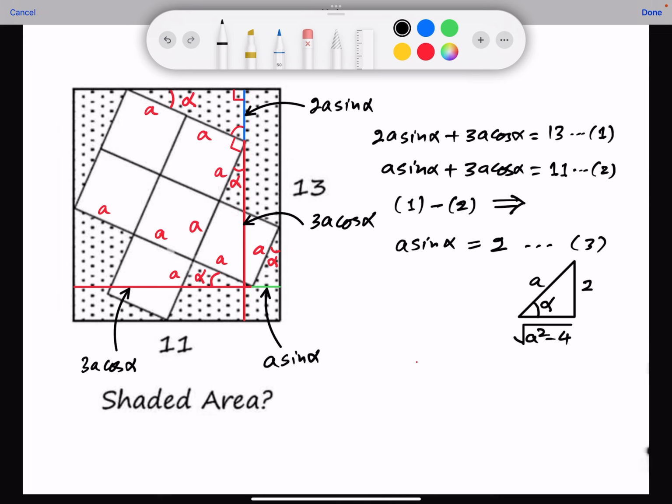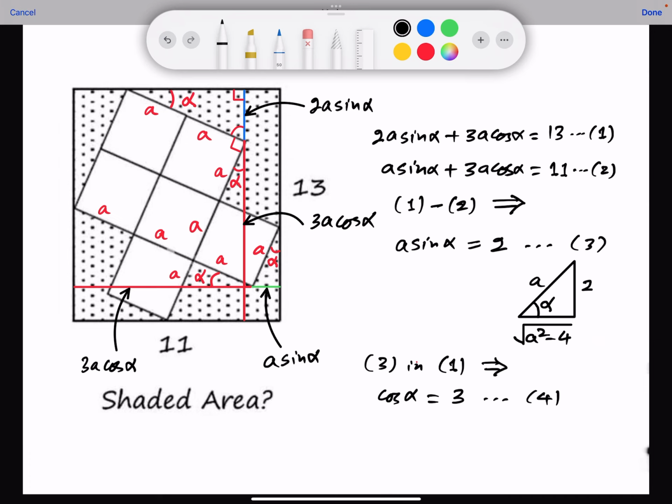And then I'm going to substitute equation number 3 in equation number 1. That's going to give us 2A sine alpha is equal to 2 times 2, so 4, plus 3A cosine alpha equals 13. So 3A cosine alpha is going to be equal to 13 minus 4, which is 9. If we divide both sides by 3, that's going to give us A cosine alpha equal to 9 divided by 3, which is 3, and that is equation number 4.